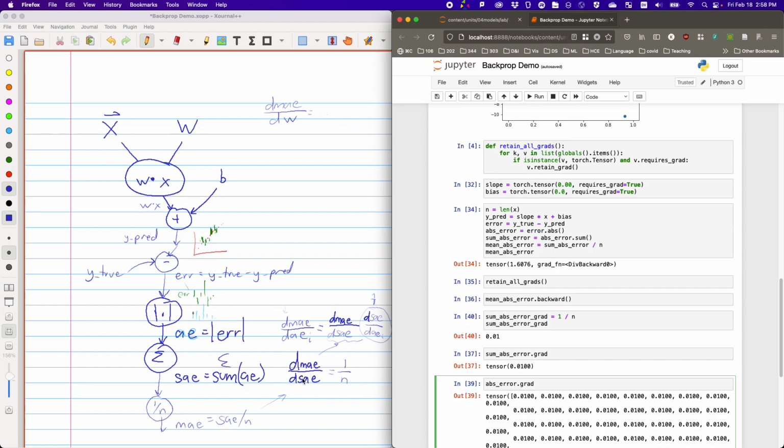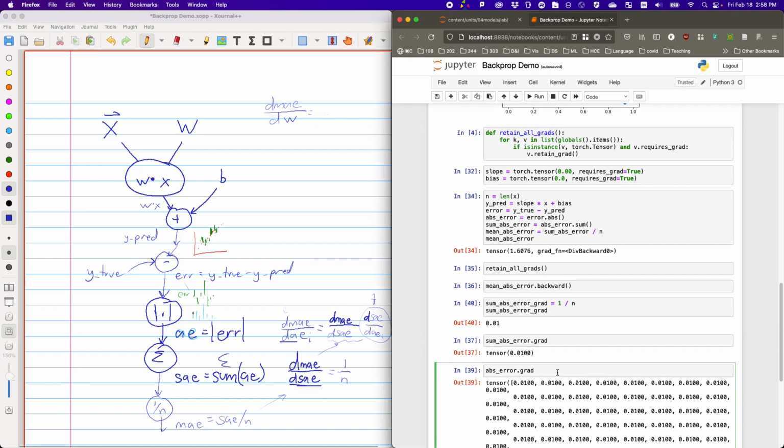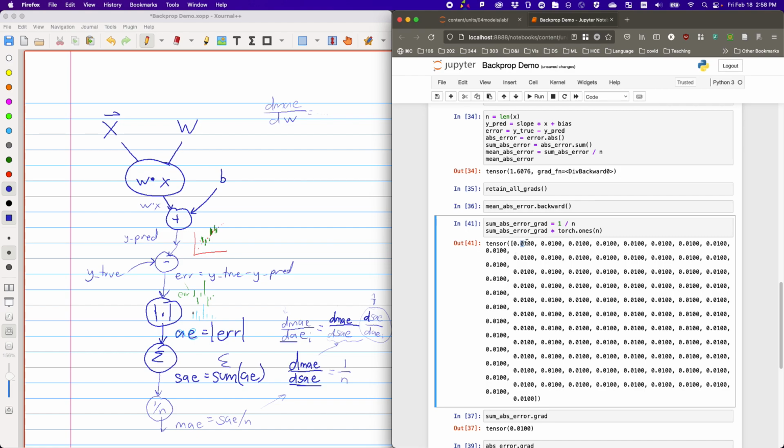Here, this is exactly what it means for sum absolute error grad right here. So if we wanted to use this to compute our absolute error grad, which is this one, or this one right here, looks like we just take this and multiply it by a bunch of 1s. So we could take our sum absolute error grad and multiply by torch ones. There's our 100 1/10ths.